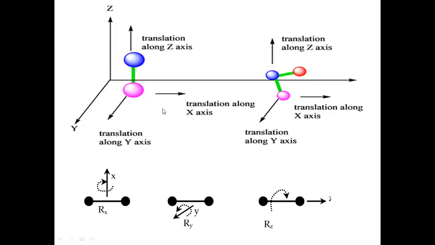Translation is the movement of an object from one place to another. For defining translational motion, in this figure you can see that for a linear or non-linear molecule, three modes are required. The molecule can move on the x-axis, or on the y-axis, or on the z-axis. So there are three translational motions associated with a molecule.